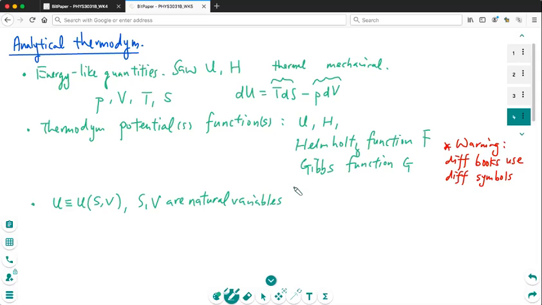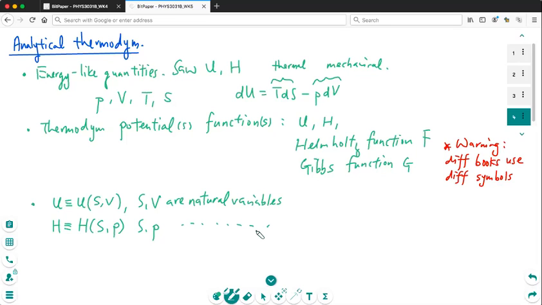Okay, when we look at H, Helmholtz function, Gibbs function, they will have different natural variables. This is another way to motivate you to appreciate this. Okay, H, enthalpy. What is the natural variable? You have S and pressure P. So here, natural variable.